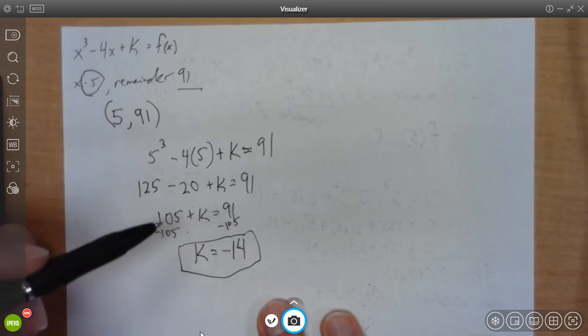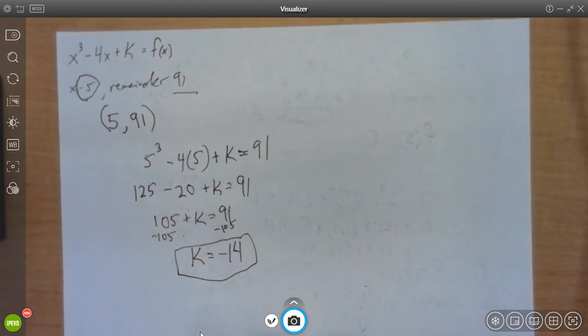Okay, so that's how you solve that type of problem. Application of the remainder theorem and factor theorem.